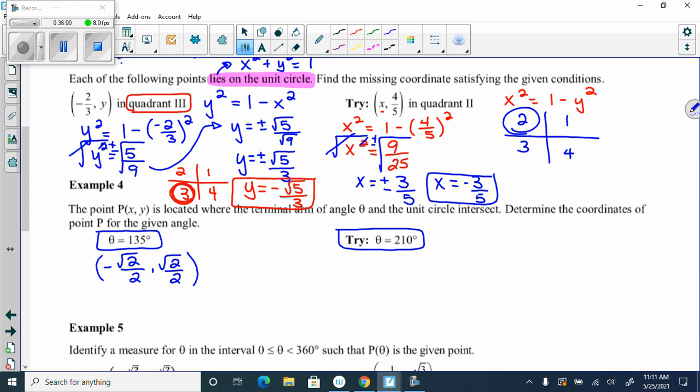And you go to 210, which is in quadrant 3. And you should get negative root 3 over 2 and negative a half.